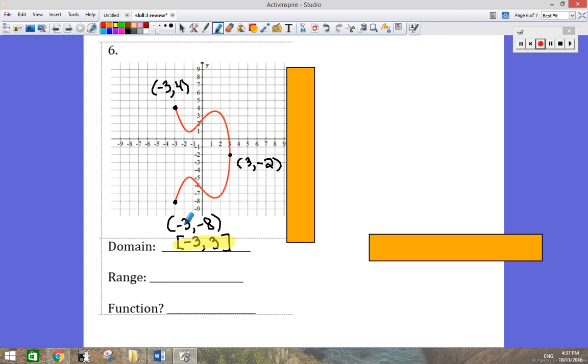Don't get confused. This was just the coordinates of this point. It wasn't part of my answer in the domain. It's kind of close together.